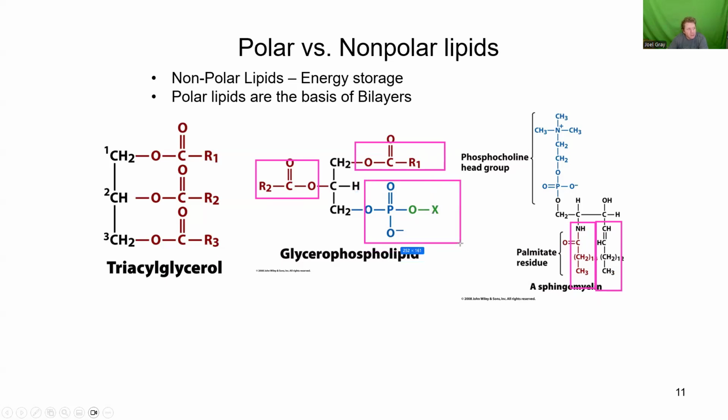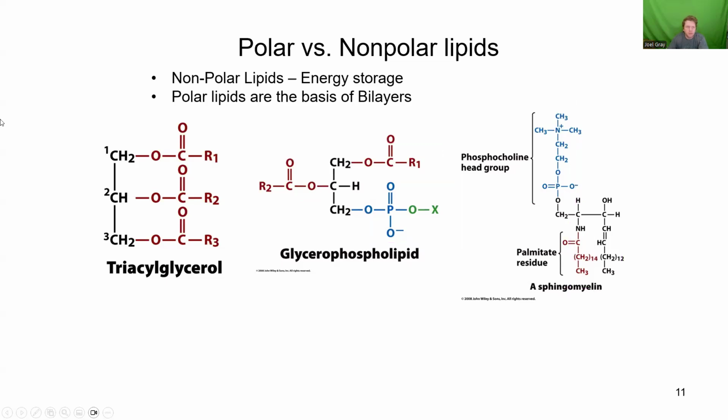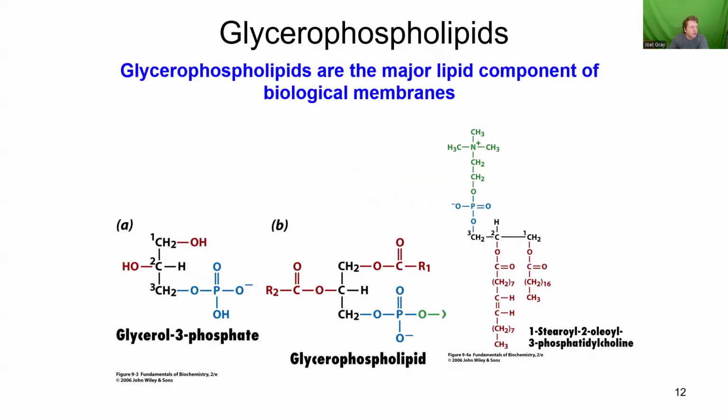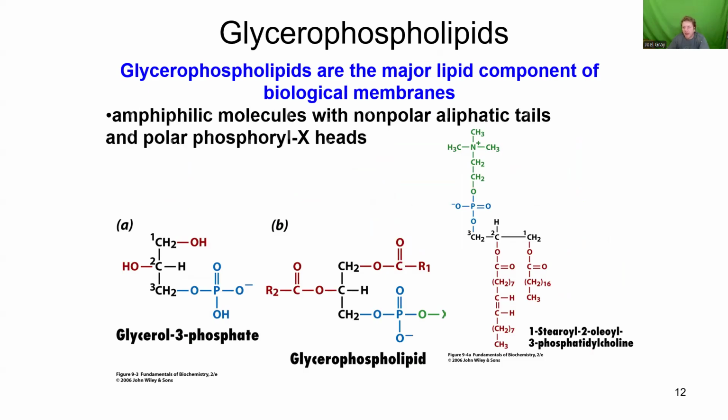So what that means is that this right here and this right here, that's basically your polar head group. So anytime you hear about a lipid bilayer being made up of non-polar tails and polar head groups, that's what we're referencing. Now, thinking about those different glycerophospholipids, well, they are major lipid components of biological membranes. They're amphiphilic molecules with nonpolar aliphatic tails and polar phosphoryl X head groups. So amphipathic means that a molecule has both a polar region and a nonpolar region.